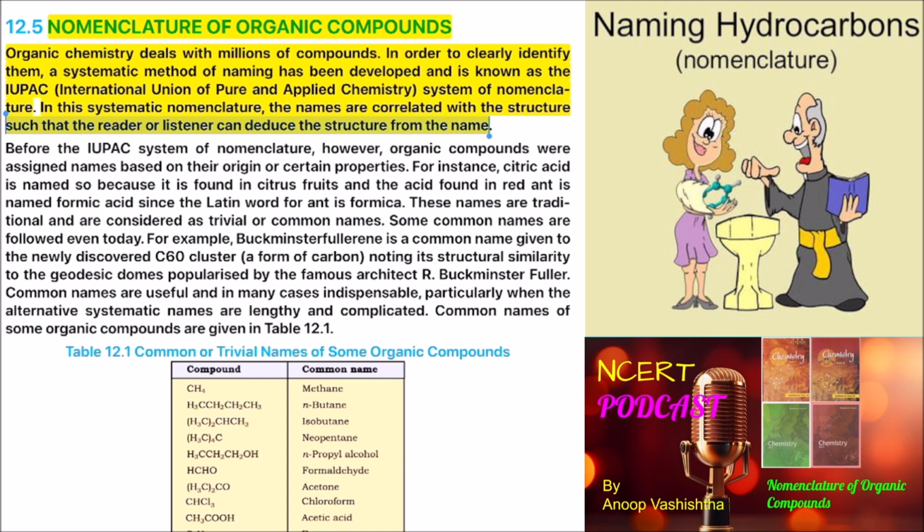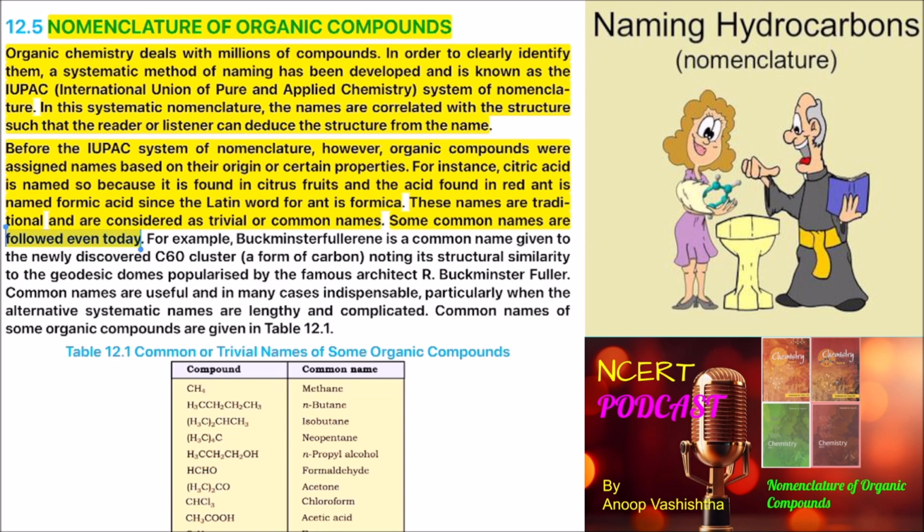structure from the name. Before the IUPAC system of nomenclature, however, organic compounds were assigned names based on their origin or certain properties. For instance, citric acid is named so because it is found in citrus fruits, and the acid found in red ant is named formic acid since the Latin word for ant is formica. These names are traditional and are considered as trivial or common names.